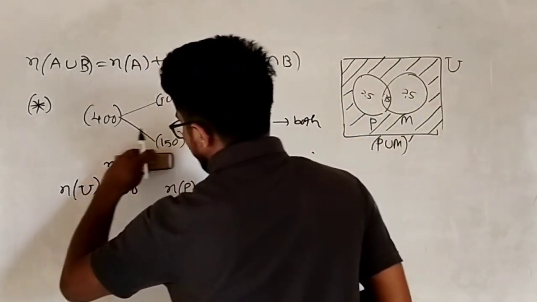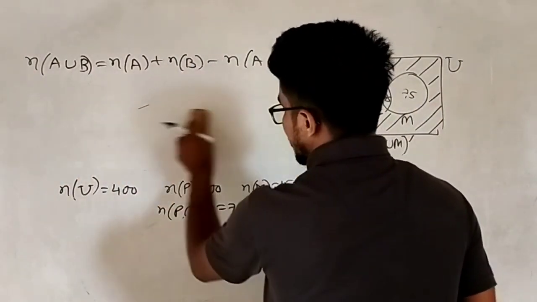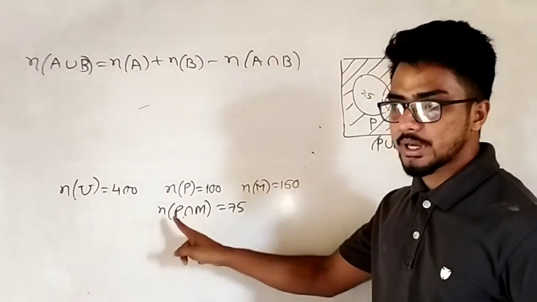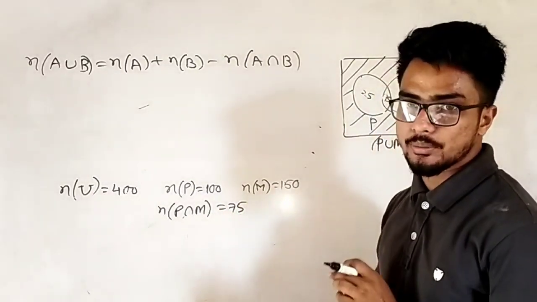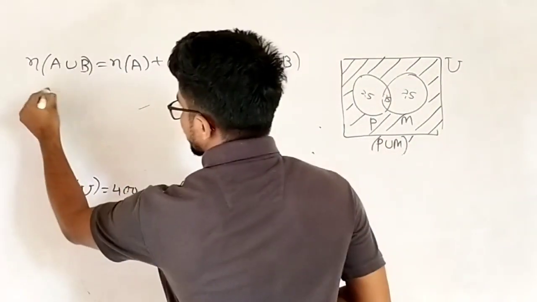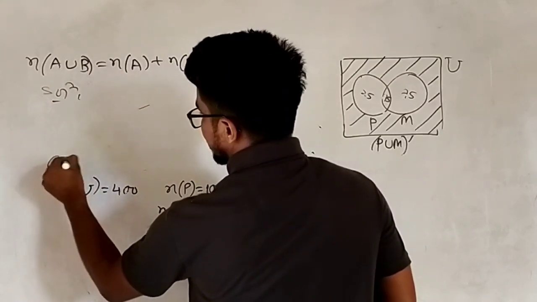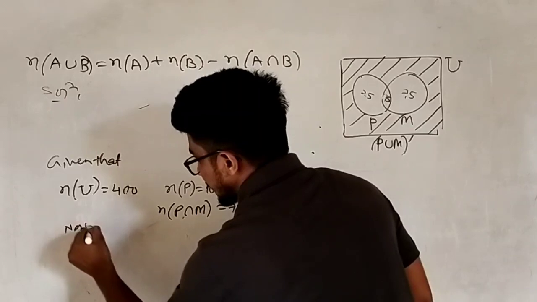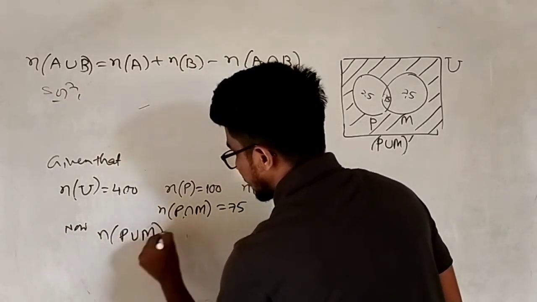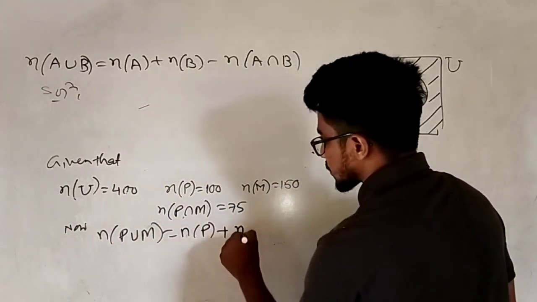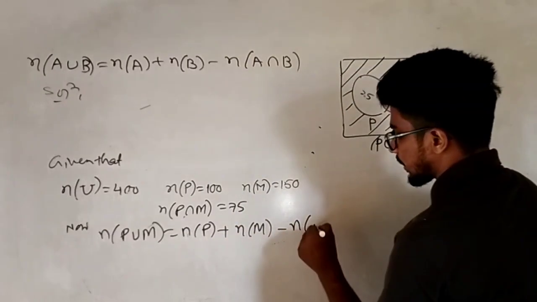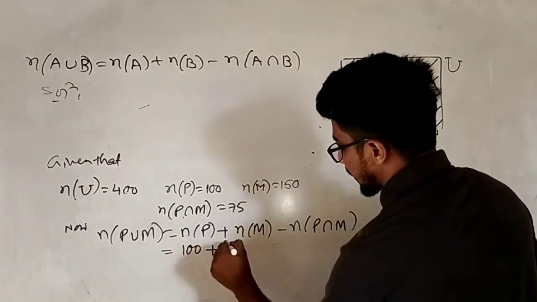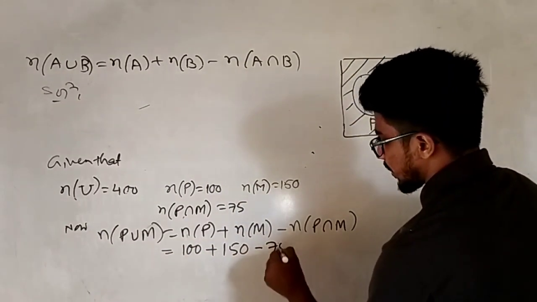Now our question was: given that number of U equals 400, number of P equals 100, number of M equals 150, and number of P intersection M equals 75. Okay? Now the solution. The formula: number of P union M equals number of P plus number of M minus number of P intersection M. So number of P means 100, number of M means 150, P intersection M means 75.